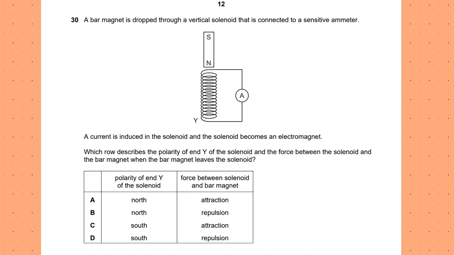So this is basically probably like this, right? Both of these cases are asking for when the bar magnet leaves the solenoid. By Lenz's law, when it's going to be leaving, the south pole would be at the bottom and it's going to stop it from leaving. So Y must be a north pole to attract and to stop it leaving. So it's going to be A or B, right? And then for the force between the solenoid and magnet, again, to stop it from leaving, it has to be attractive.